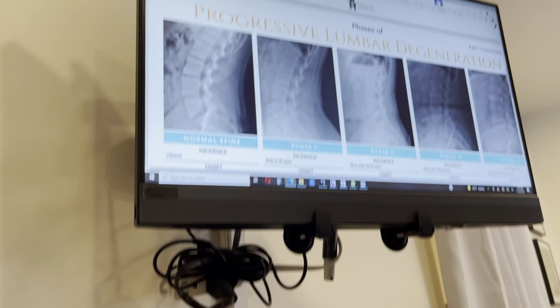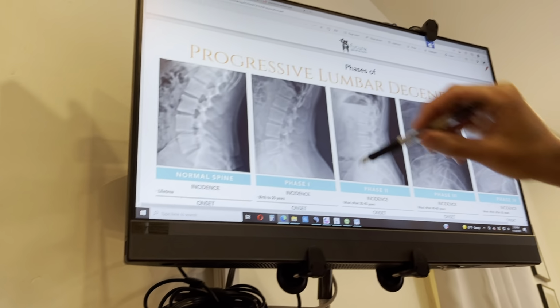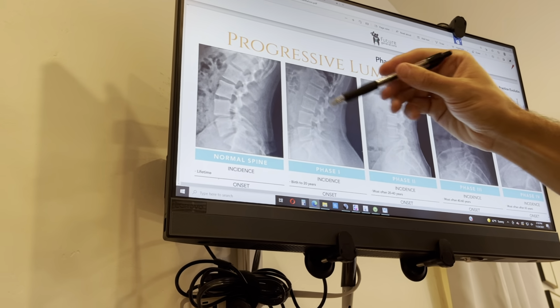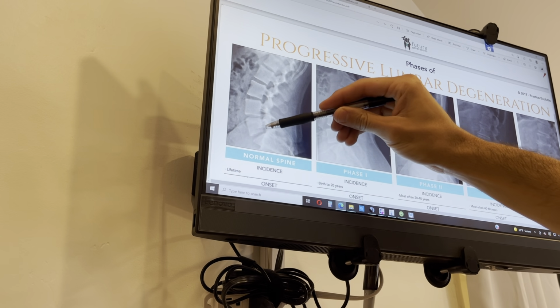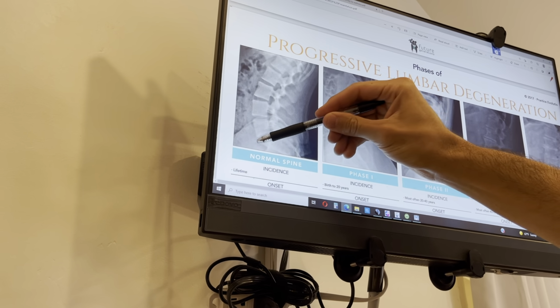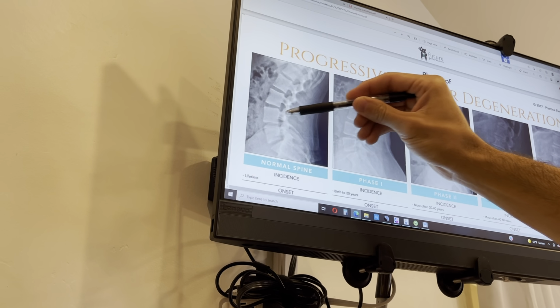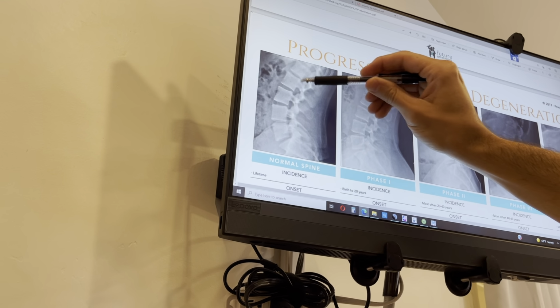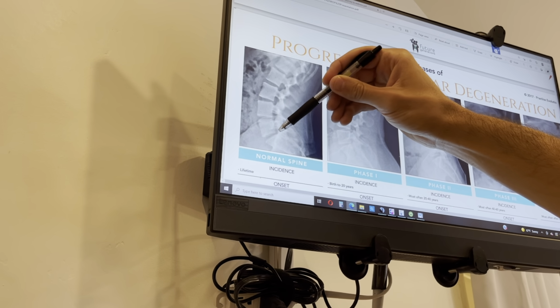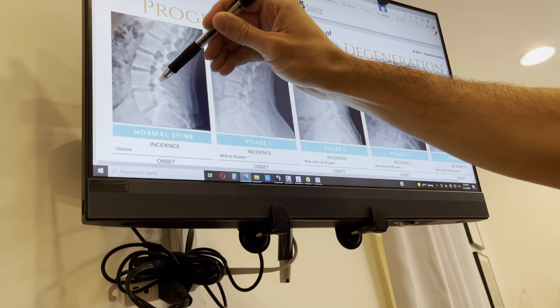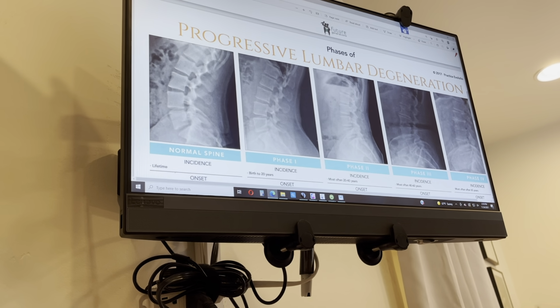So, when we look at X-rays, there's a couple things we want to see, right? When we look at you from the side, this isn't you, okay? We want to see a bit of a curve, right? We want to see square, smooth bones, and then we want to see even disc height from front to back, okay? So the discs are in between the bones. These black openings right here are where the nerve comes off the spinal cord and out through the vertebral body, or out through the spinal column.